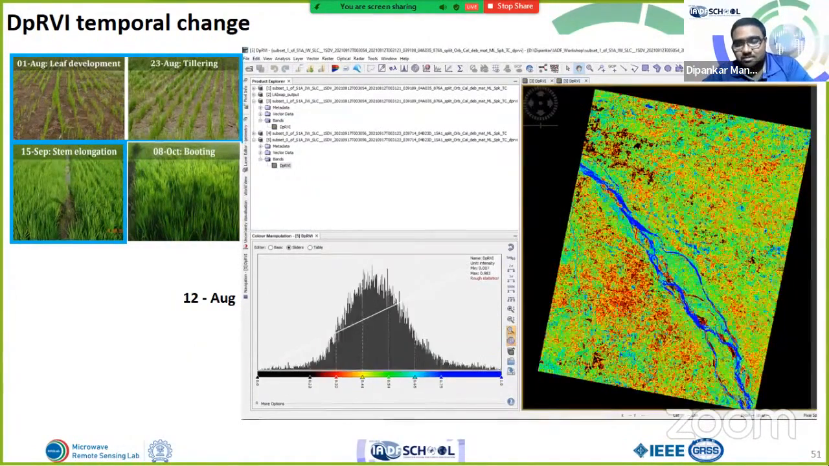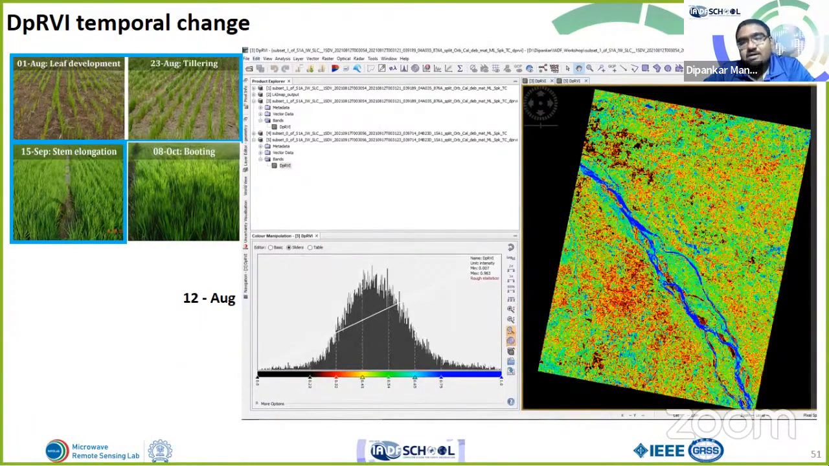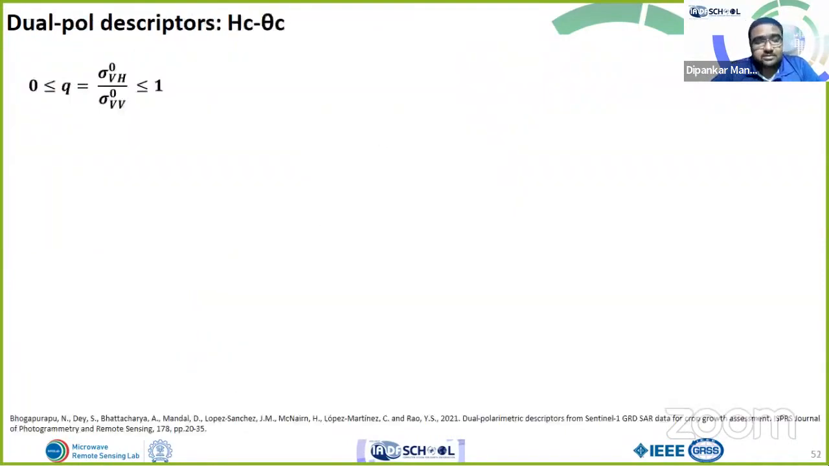So you can see how the color is transitioning from red to green. Green indicates higher DPRVI values, close to 0.6 or 0.7. So it's changing with the vegetative growth condition, and you can generate a regional map out of these DPRVI images using the matrices.